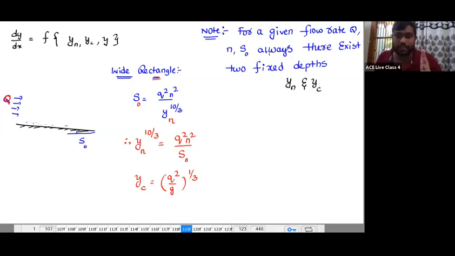And yn may be greater than, equal to, or less than yc.